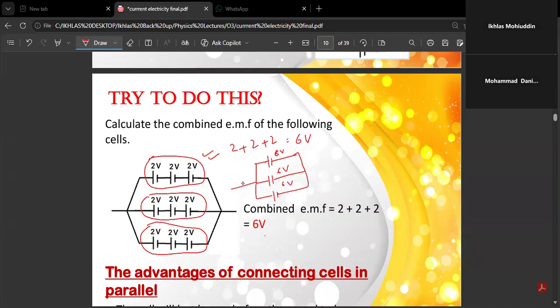So now it becomes a parallel circuit, right? In parallel, the combined EMF will be equal to 6 volts, the EMF of an individual cell. So it's a series-parallel circuit.